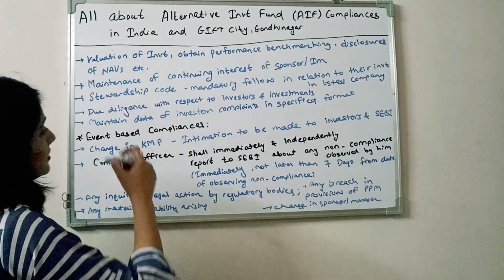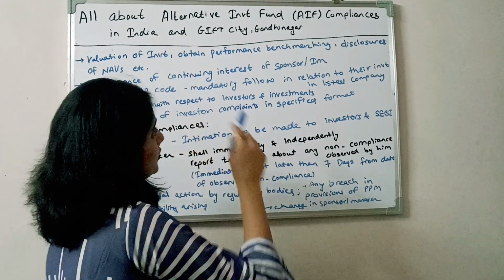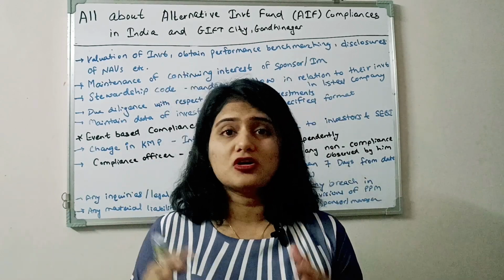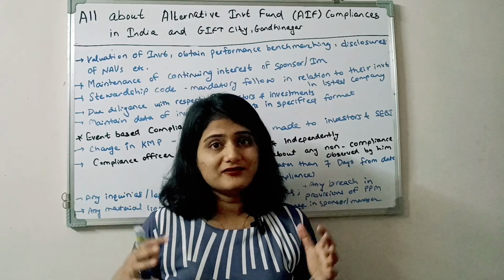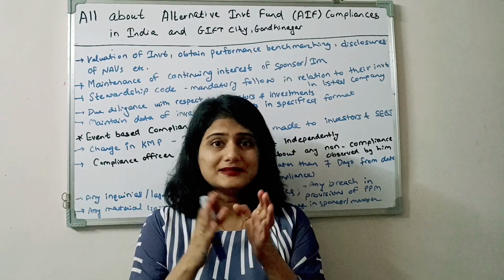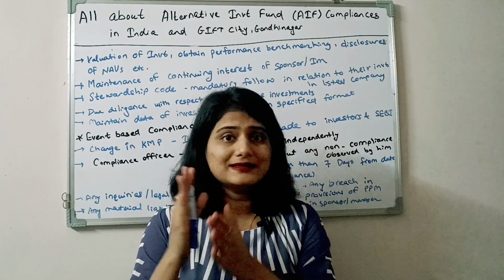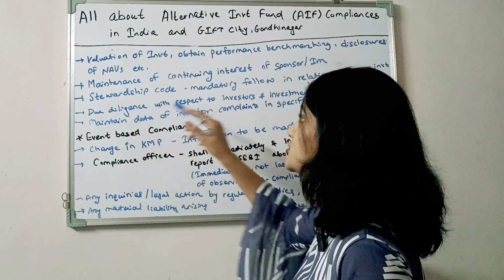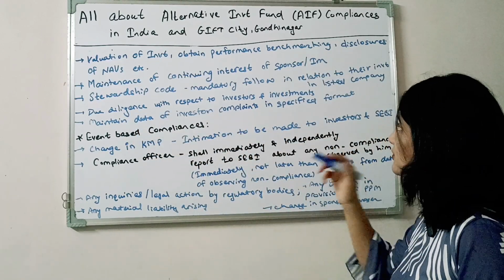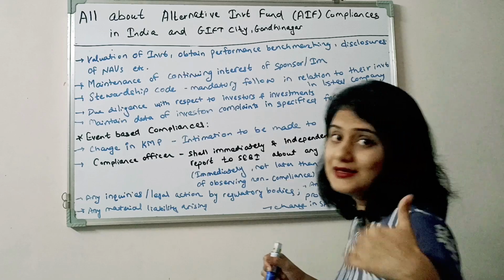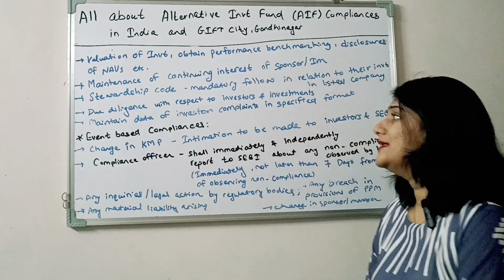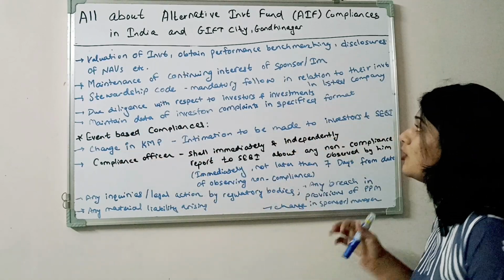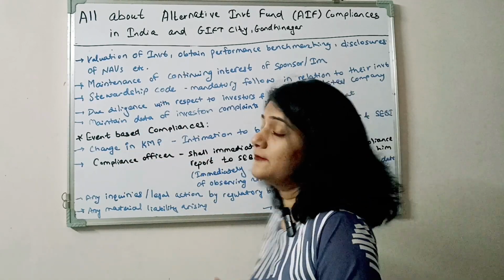Okay. Next, maintenance of continuing interest of the sponsor or investment manager. It is very important that the sponsor or investment manager is also interested in the AIF through their investment. So there is a particular limit prescribed that there should be a minimum amount of investment by the investment manager or the sponsor of the AIF. Then the stewardship code. This is mandatory to be followed by the AIF in relation to their investment in listed companies. Then due diligence with respect to the investors and the investments in the AIF. Then maintain the data of investor complaints in the specified format.